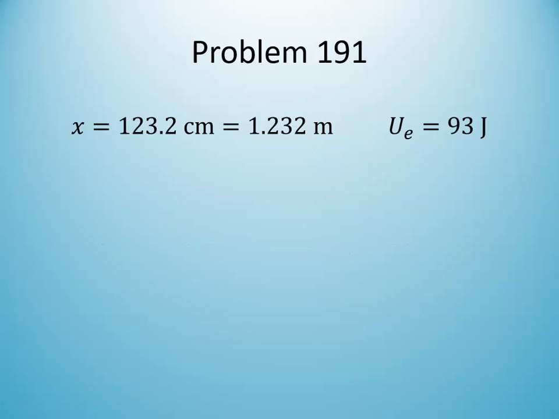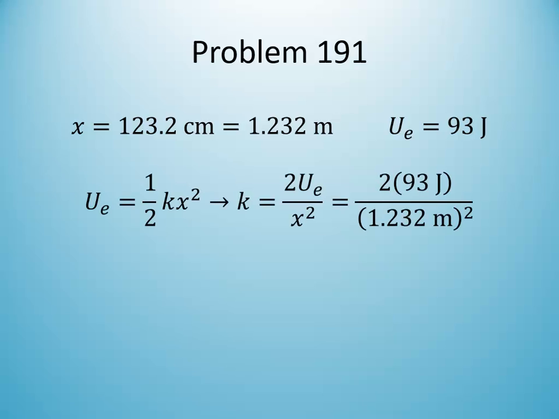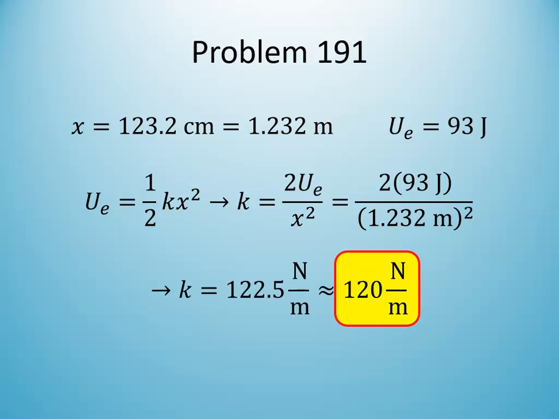For the next problem, don't forget you have to convert to SI units, so meters for distance. That distance is 1.232 meters. The elastic potential energy is 93 joules. So solving for that spring constant, we obtain 120 newtons per meter.